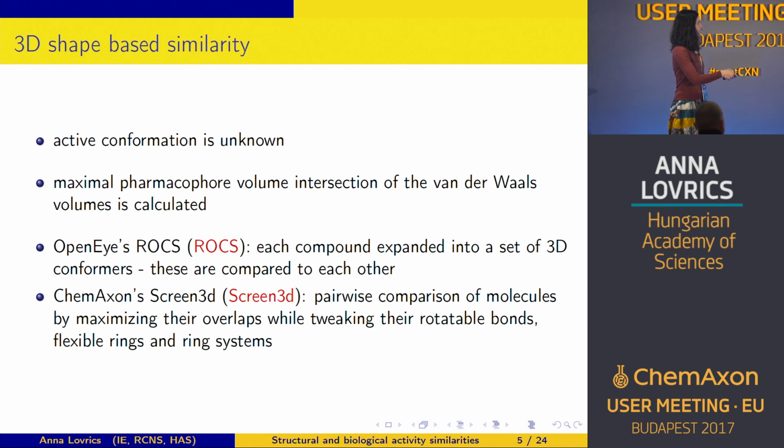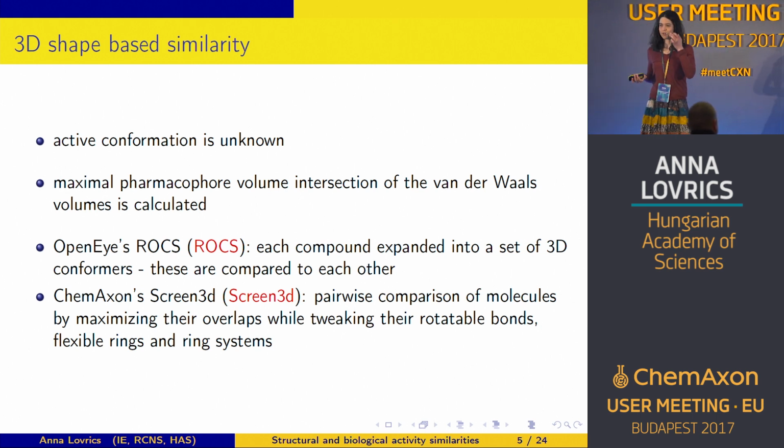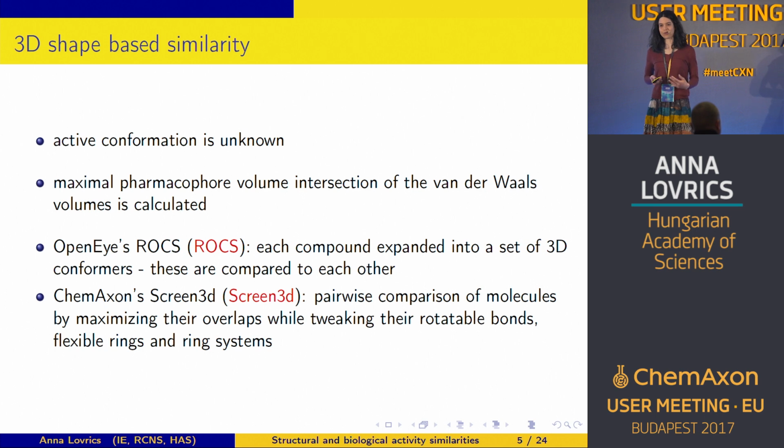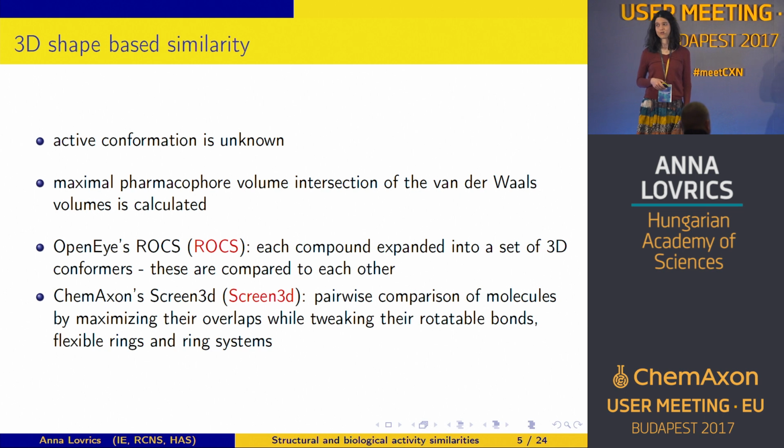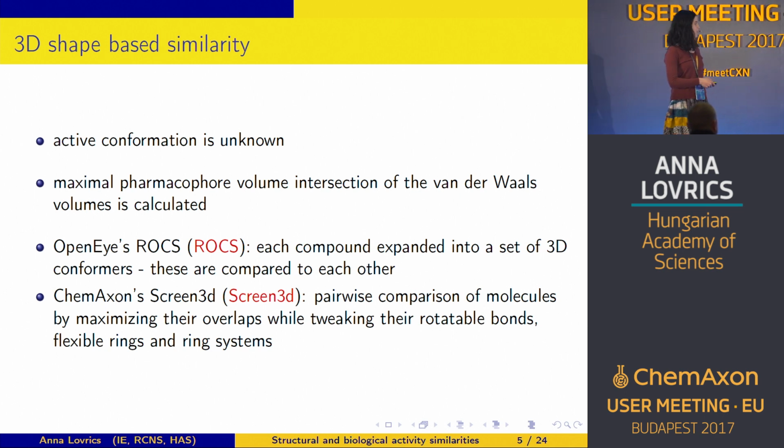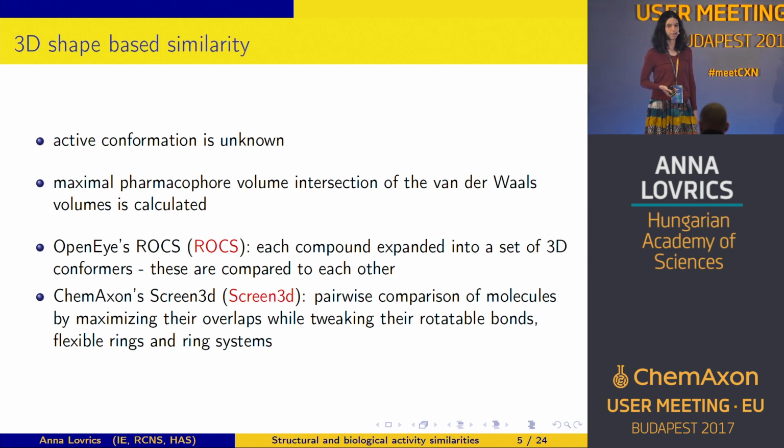Conceptually, a completely different similarity is the 3D shape-based similarity, where you actually look at how well the shapes of the molecules overlap. There are advantages to this, so you are really looking at the molecule shapes itself. But on the other hand, in most cases, the active conformation is unknown. So we thought it's useful to use it, but we can't be sure whether it would be better or not than the molecular descriptor-based similarities.